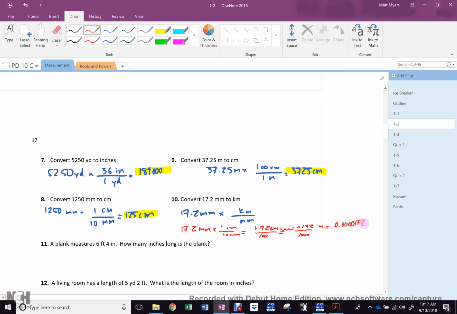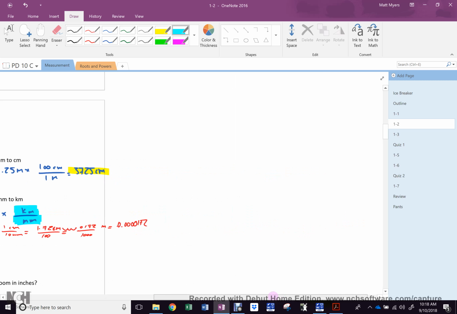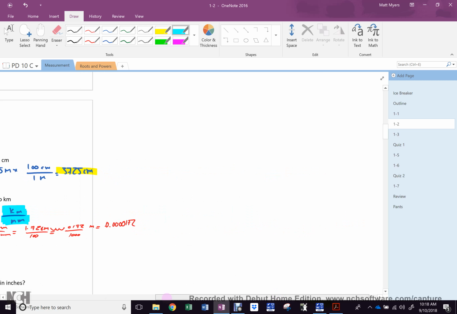Now the reason this works is because in SI, it's always the same. So even though we did not have kilometers to millimeters, we can figure it out going through the steps that we do have. Is everybody good? Sweet.